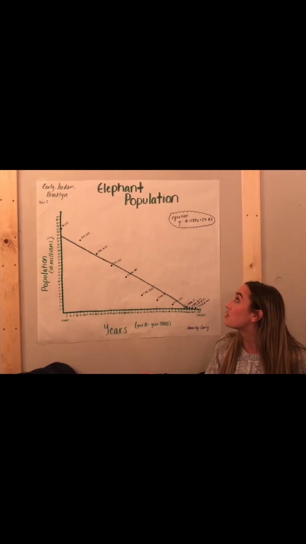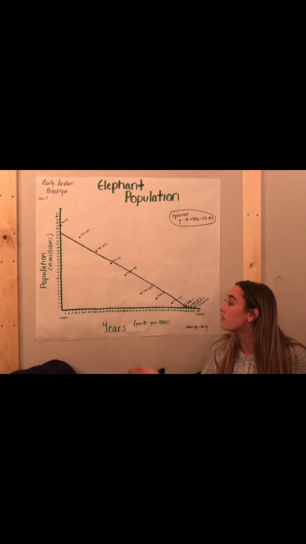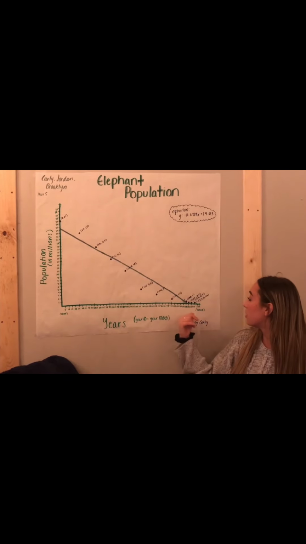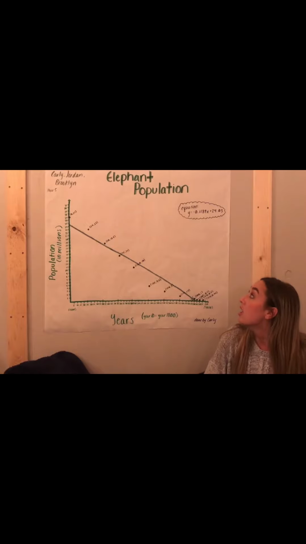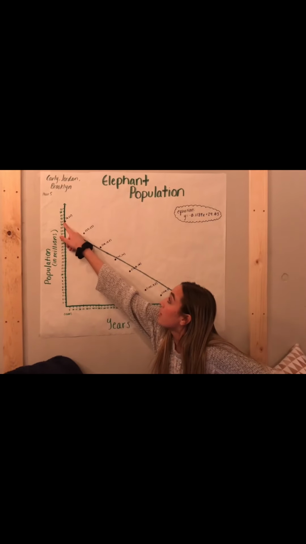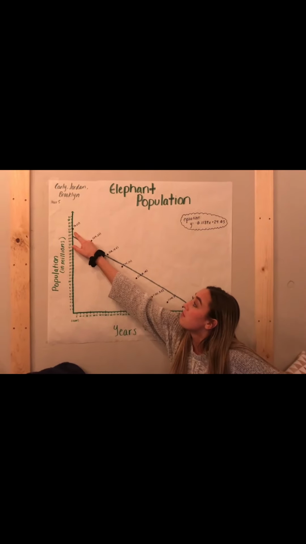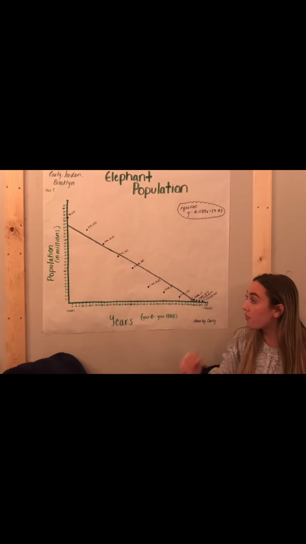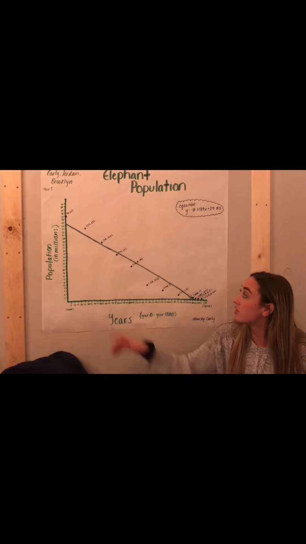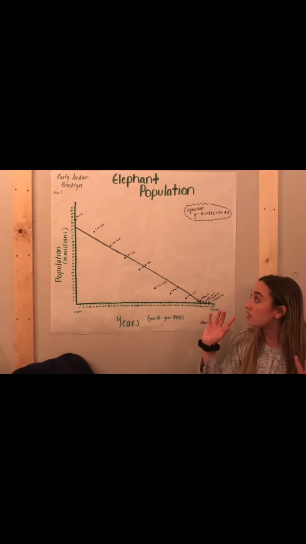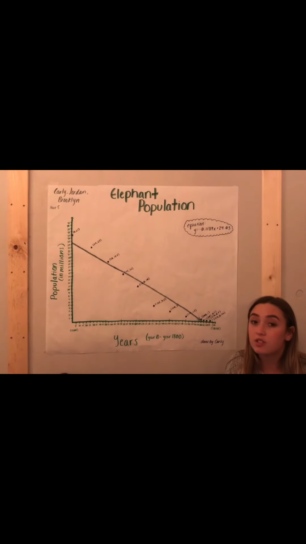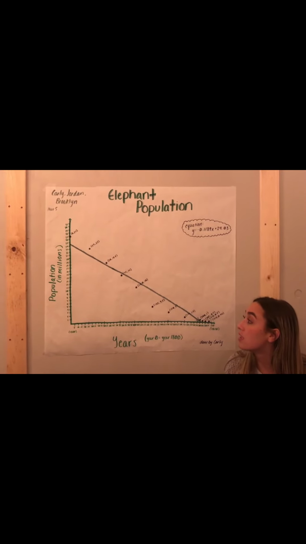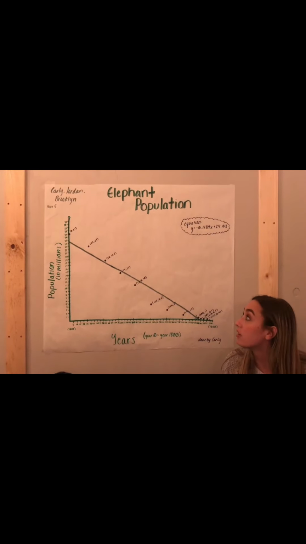So here is our visual representation of the elephant population from year 1800, year 0, to 2018. As you can see, we're starting with 27 million. The population is in millions, and it goes down all the way to 0.4 million. So you can see our line of best fit is severely declining. This shows us that the average population of the elephants in Africa is decreasing every year.